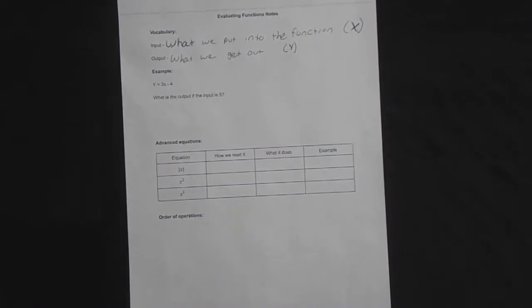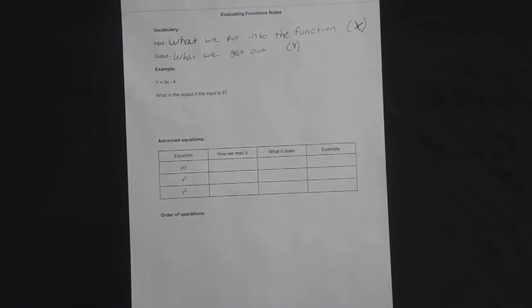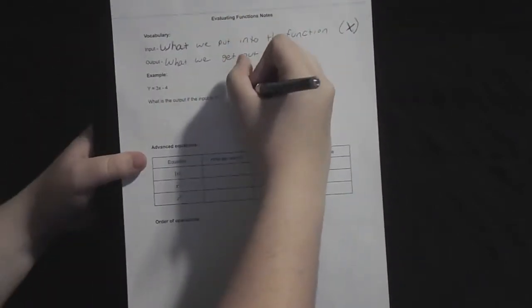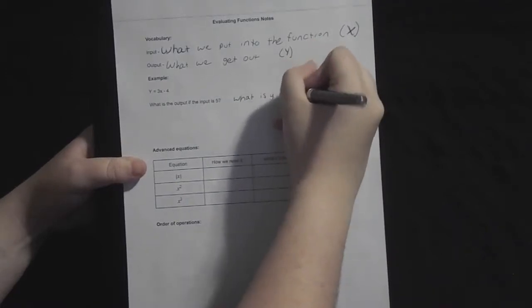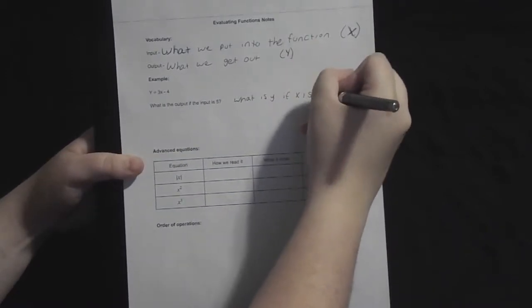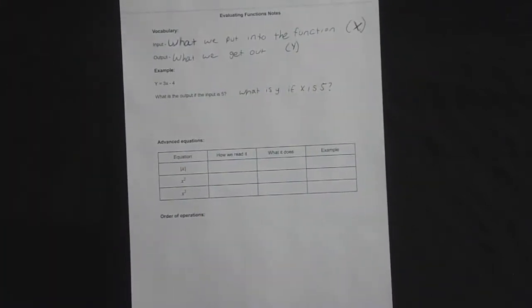So for example, if my equation is y equals 3x minus 4, I could ask you the question, what is the output if the input is 5? Well, I want to know what the output is, meaning what is y, if the input x is 5. So I'm just going to rewrite this question. What is y if x is 5? So that's basically saying the same thing.